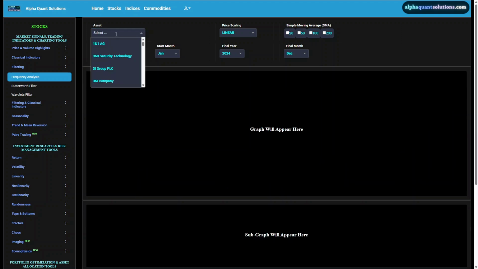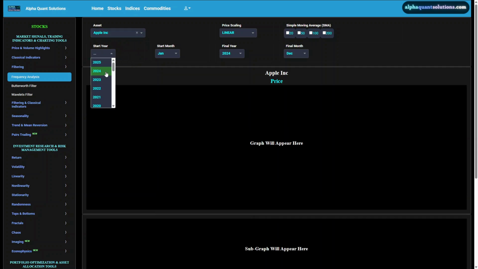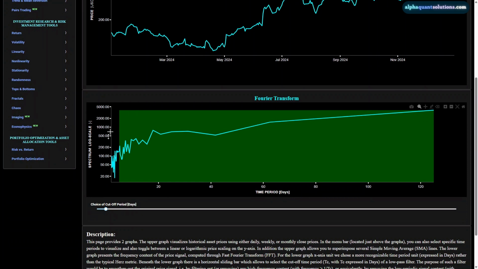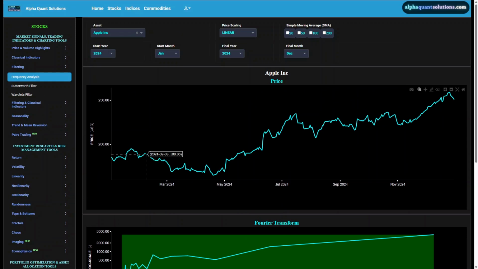Let's try, for instance, Apple. And we'll try again 2024. And here we had a 5-day cutoff period. We could perhaps even consider moving it to 4 days. It also removes this high frequency. So it looks like 4 or 5 days is somewhat an interesting threshold for a cutoff period.